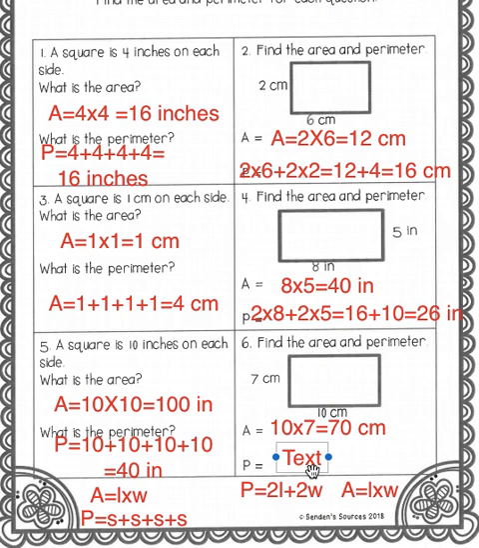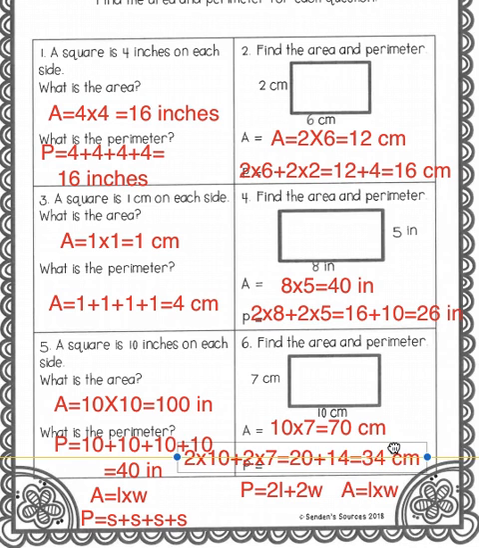Here we're doing our perimeter, so we're going to do 2 times 10 plus 2 times 7 equals. So 2 times 10 is 20 plus 2 times 7 is 14. So if we add that up, that equals 34 centimeters.